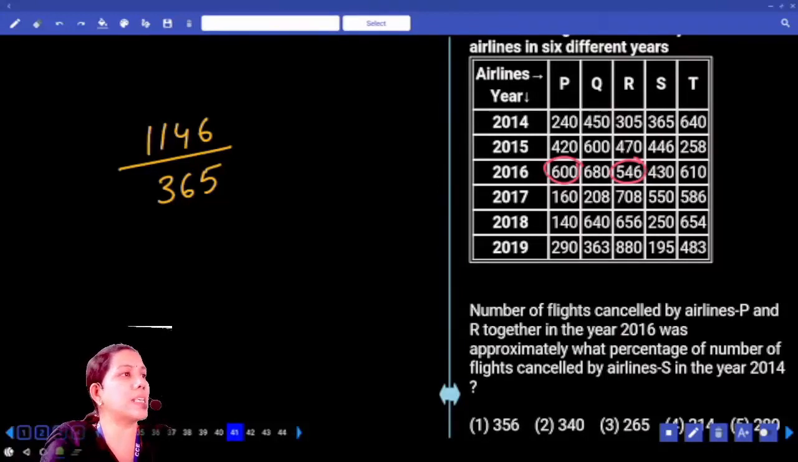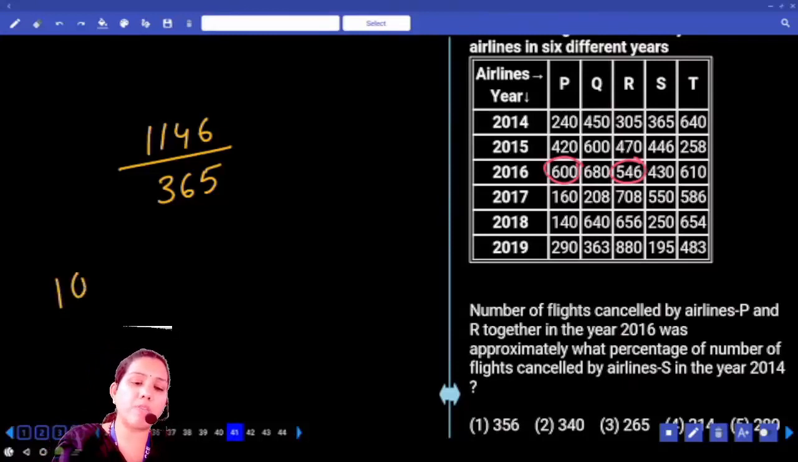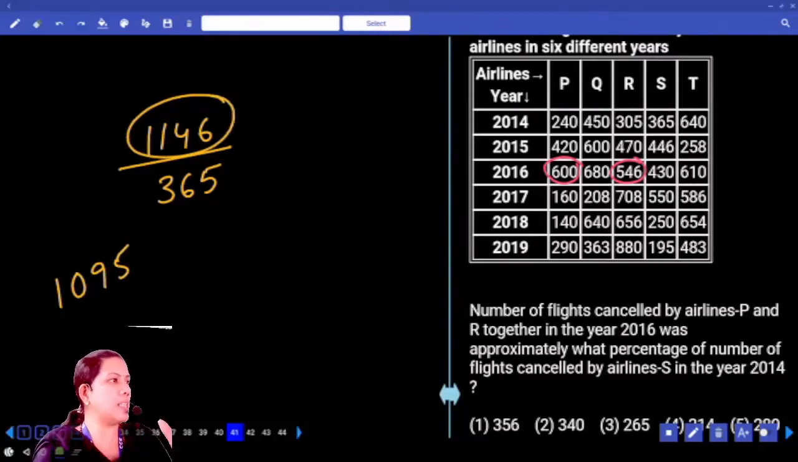700 plus. What is 365 triple value? 365 triple value is 1095. But what is the numerator? 1146. So the answer must be more than 300%.